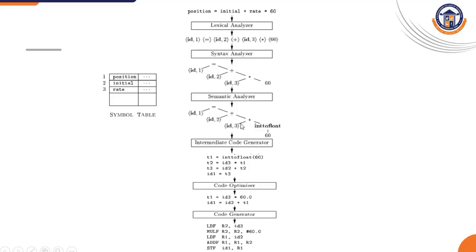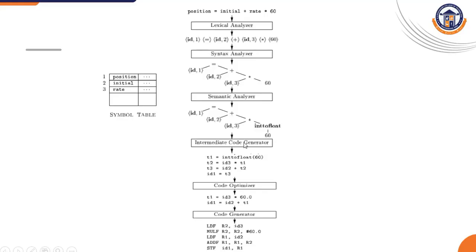The semantic analyzer performs type checking and type conversion also. Here 60 is an integer. Suppose position, initial, and rate are floating point numbers, then 60 should be converted to float. Let us assume that the ids, that is position, initial, and rate, are floating point values. So 60 is converted into float. This type conversion is performed in the semantic analyzer phase. This modified syntax tree is given to the intermediate code generator.